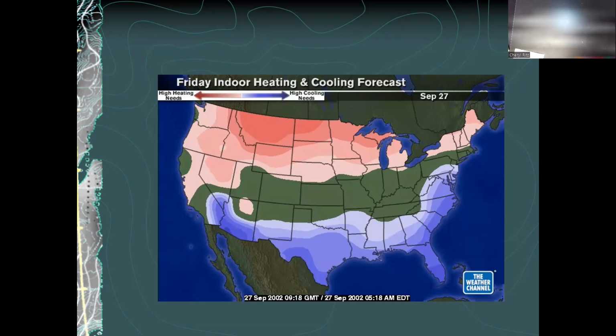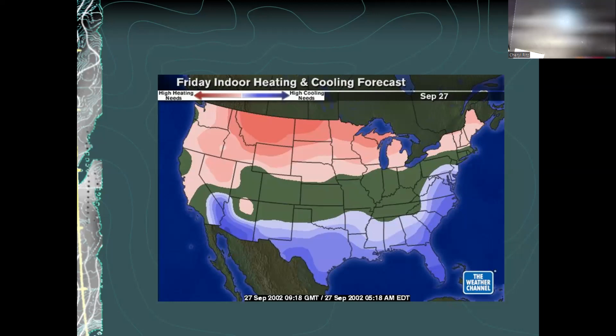Now this is a weird map. It's a map of indoor heating and cooling forecast. Okay, so if it's in the red, it needs a lot of heat. If it's in the blue, it's getting a lot of air conditioning. It's basically a temperature map, but a little bit different spin.